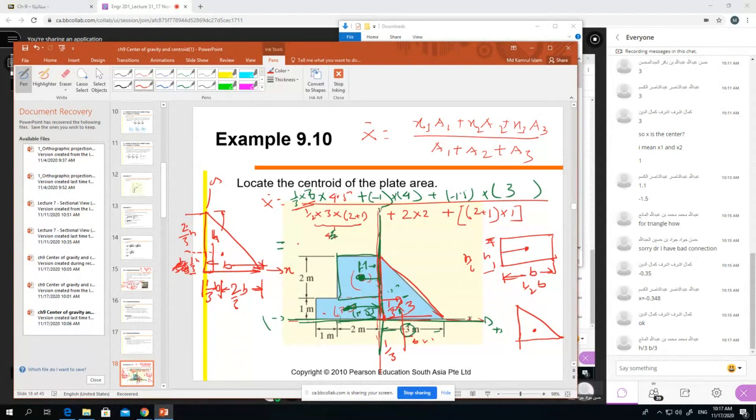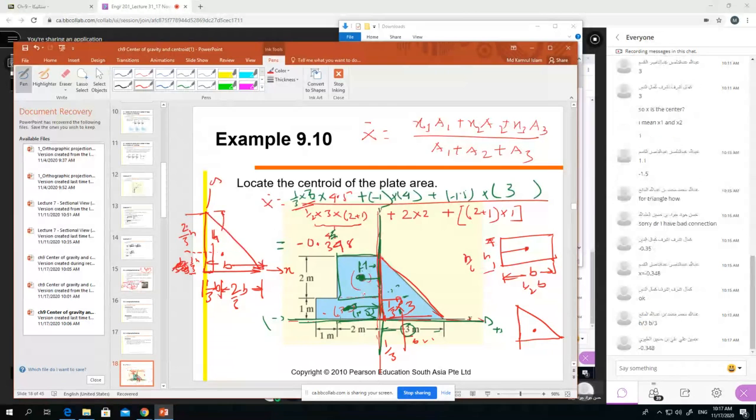Now someone got the answer minus 3.48, right? That minus means x bar is somewhere here, somewhere on the minus side. It is on the left side. Where x bar is on the left side, 0.3 or something, somewhere here, right?